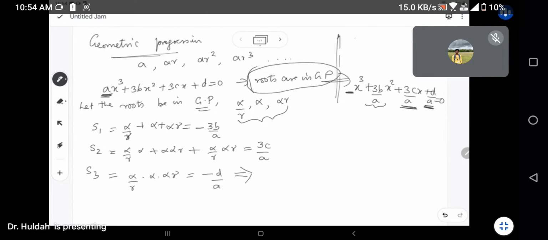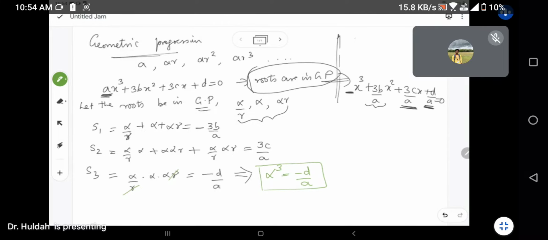So as I already gave you a clue, if it is a geometric progression, we'll get one root in S3. So you see here, this and this get cancelled. So I have alpha cube equal to minus d by a. All right. Did you follow this? Did you all understand? Yes, ma'am.